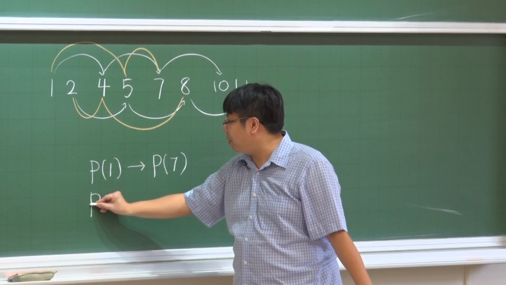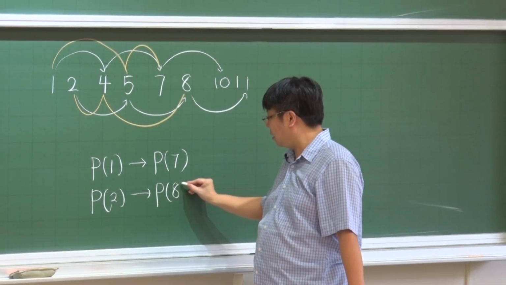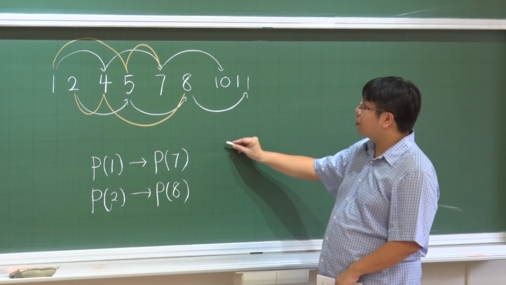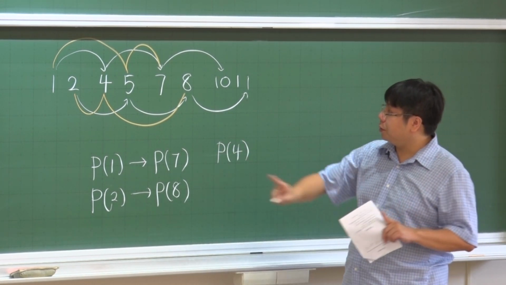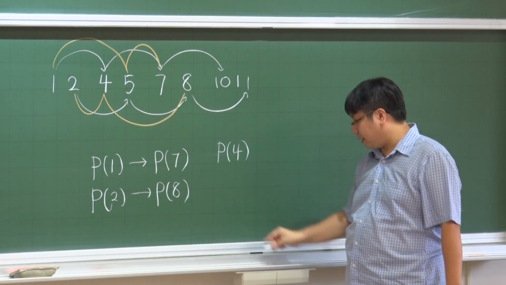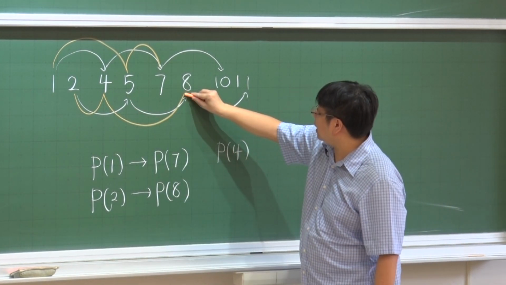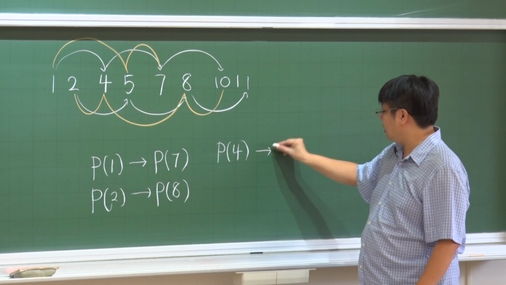We also have P2 implies P8. Is that okay? We will also have P4. We now know P4 is true. Then P4 is true implies P8 is true, and P8 is true implies P10 is true. Is that okay? So P4 implies P10.